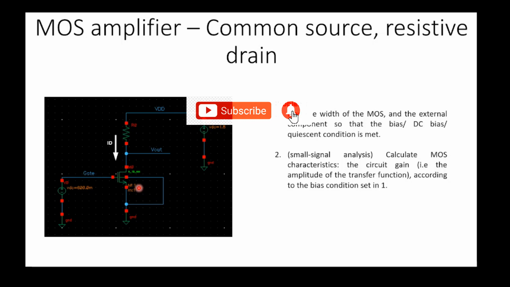In reality, whenever we start to analyze an amplifier circuit with a MOS, we always need to pay attention that we have to start from the DC bias condition analysis before we do the small signal analysis. In this video, we will do the small signal analysis.